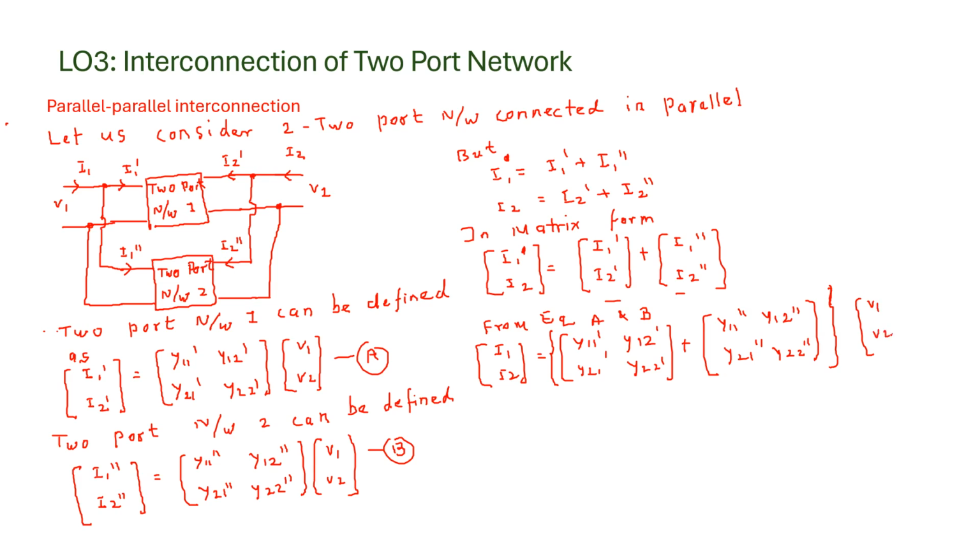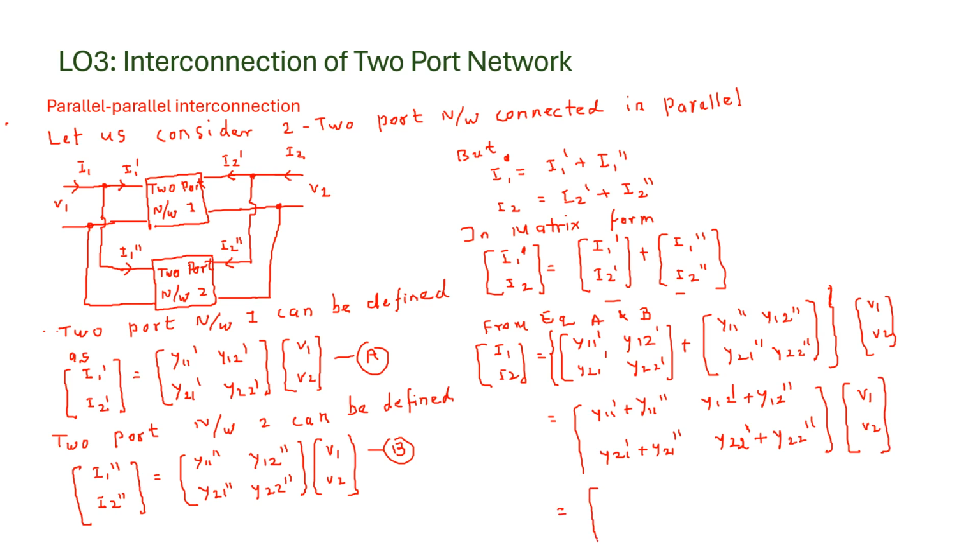V1, V2. Now if you add these two matrices, we will get this as Y11 dash plus Y11 double dash, Y12 dash plus Y12 double dash, Y21 dash plus Y21 double dash, Y22 dash plus Y22 double dash, and we will have a vector V1 and V2.